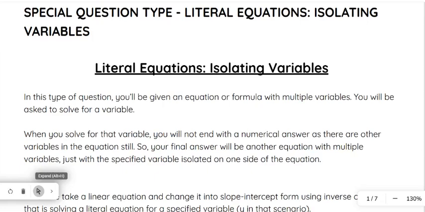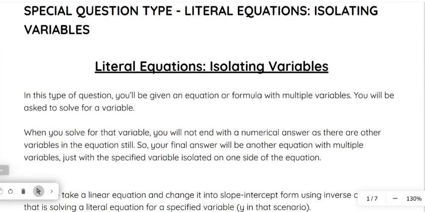Hey there, in this video we're going to look at a special question type which is called literal equations, and within literal equations we will be isolating variables. So in this type of question you'll be given an equation or formula with multiple variables and you'll be asked to solve for a variable.